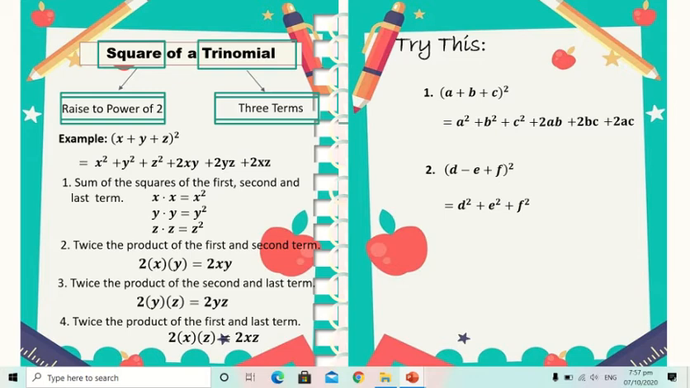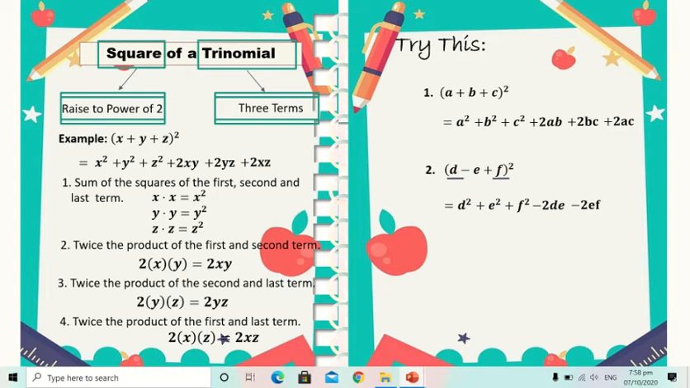Next, twice the product of the first and second term. So D is the first term, second term is negative E, multiply by 2, we have negative 2DE. Next, twice the product of the second and last term. So we have negative E for second term and last term F. Multiply by 2, we have negative 2EF. Next, we have twice the product of the first and last term.